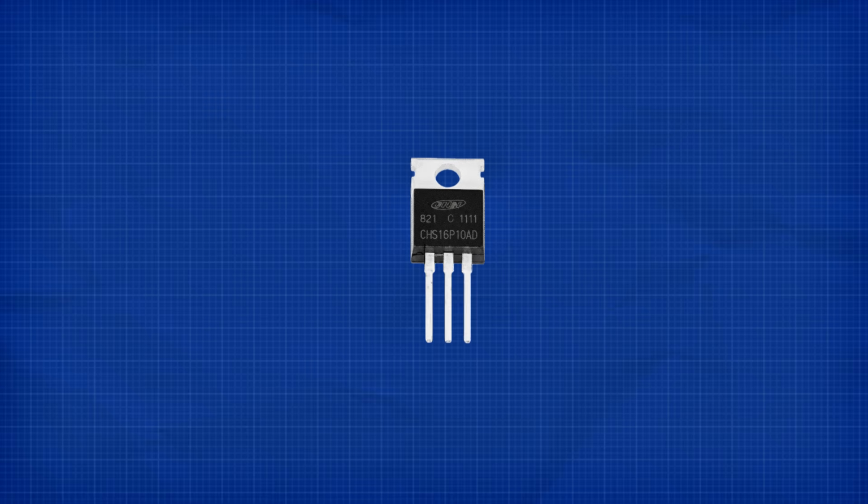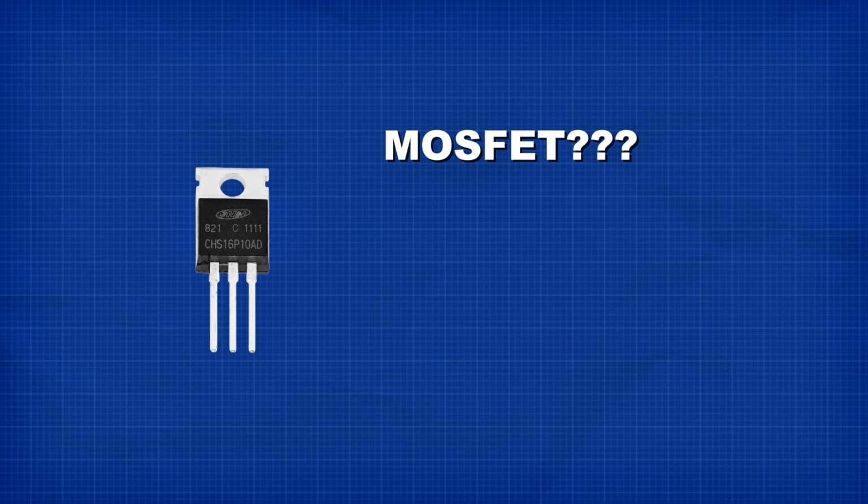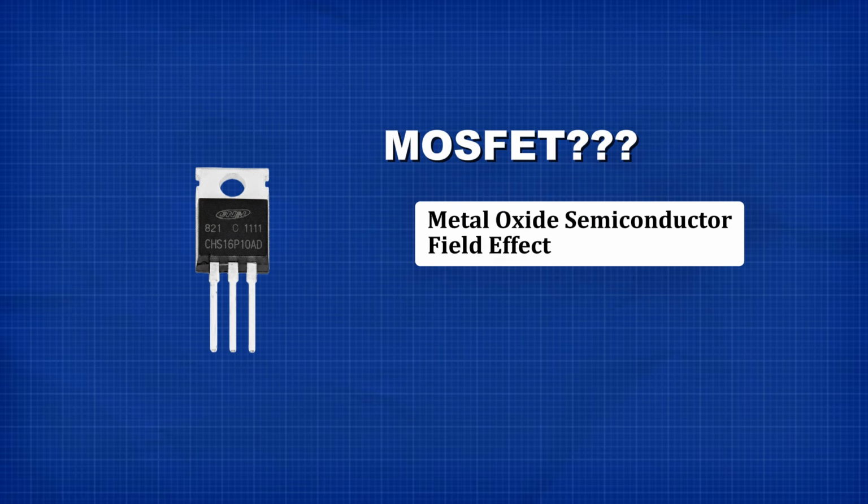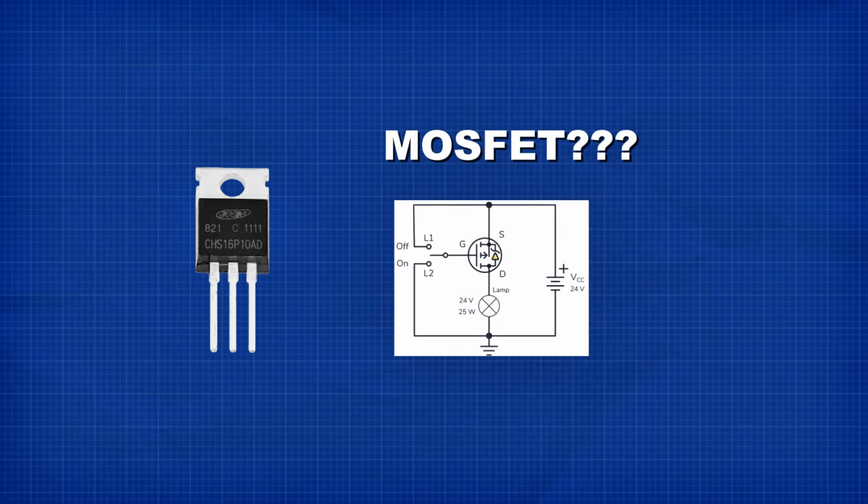Now first of all, what exactly is a MOSFET? MOSFET stands for metal oxide semiconductor field effect transistor. And yes, I know that sounds big and technical, but don't worry, the name is more complicated than the concept. Because in simple terms, a MOSFET is a special type of transistor that is mainly used for switching and amplification, meaning it can turn things on and off very fast, or it can control signals in electronic circuits.